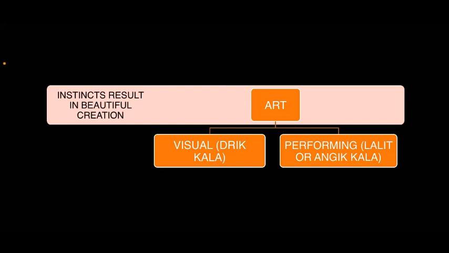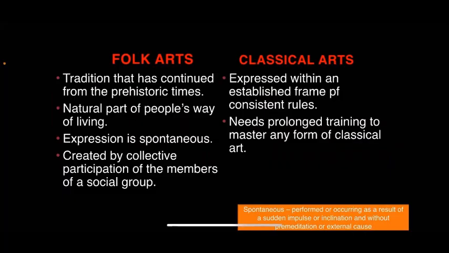Now, artistic creations or art are of two types: visual arts, which is also known as Kala in Sanskrit, and performing arts, which is known as Lalit or Angik Kala in Sanskrit. There are two distinct traditions of art, folk arts and classical arts.